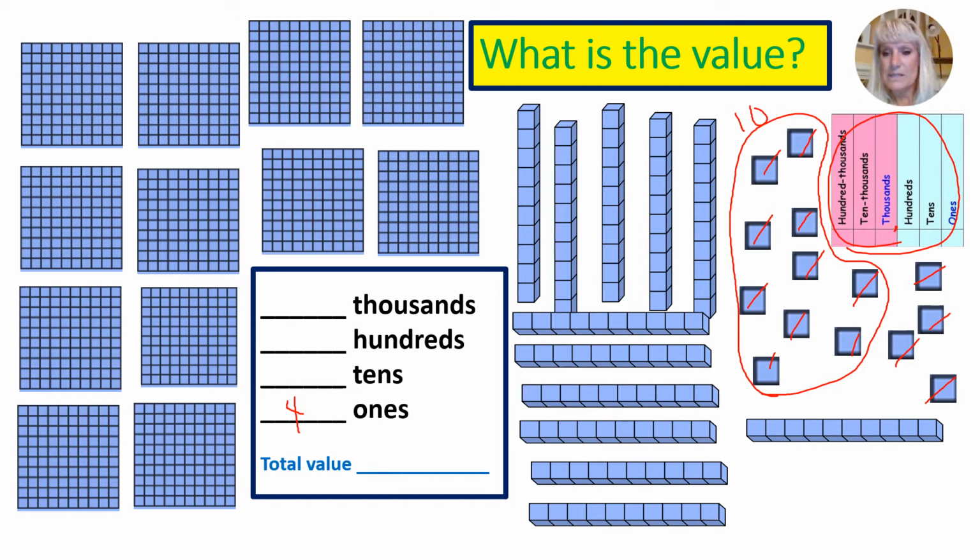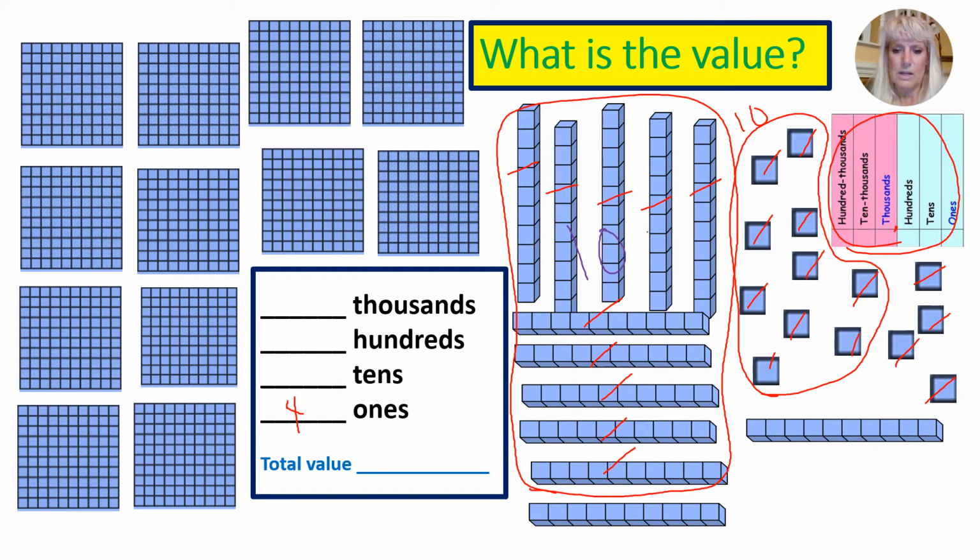All right, let's count my tens. I have 1, 2, 3, 4, 5, 6, 7, 8, 9, 10. This is a bundle of 10 right here. Now this bundle of 10 is actually going to give me the value of 100. So I'm going to put 100 in the middle. It's kind of thin. It's kind of hard to see.